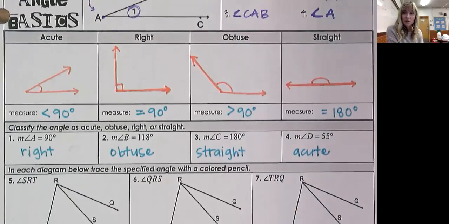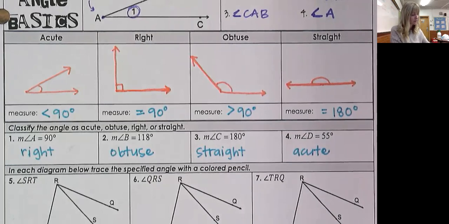One of the things you'll have to do on your Canvas quiz today is just classify some angles. Is it acute, obtuse, right, or straight? Okay, if you have any questions, of course, ask about that.